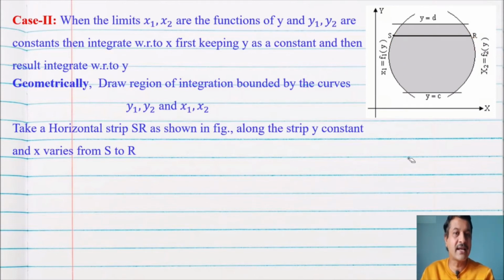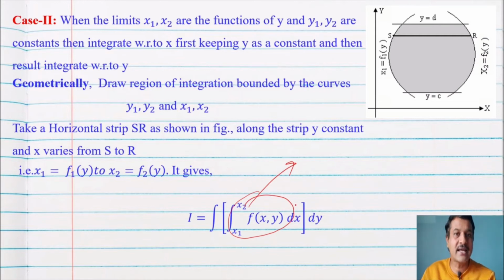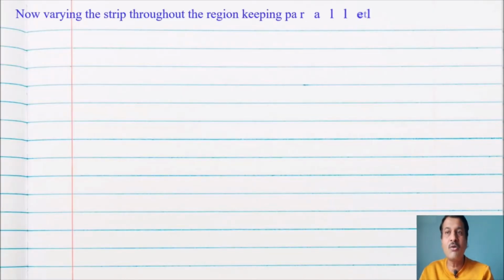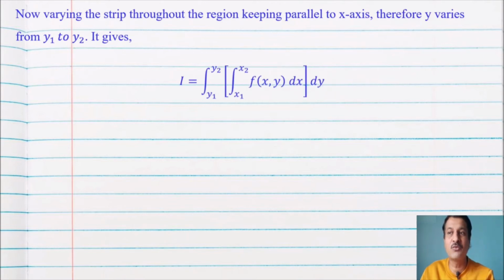So curve boundaries are there. So by equations I can find the boundaries, that is, along the strip y is constant and x varies from S to R. What is the meaning of that? That is x1 equal to f1(y) to x2 equal to f2(y). You can see here. So it gives I equal to the integration, in brackets, x1 to x2. So these are the limits of x. So first integrate with respect to x just like a single integral. And after that, varying this strip throughout the region keeping parallel to the x axis, therefore y varies from y1 to y2.